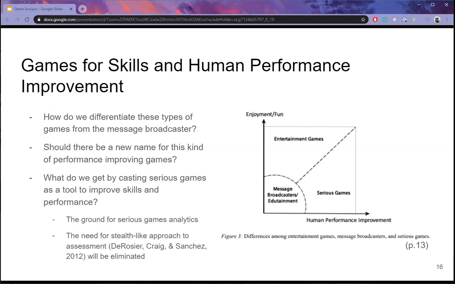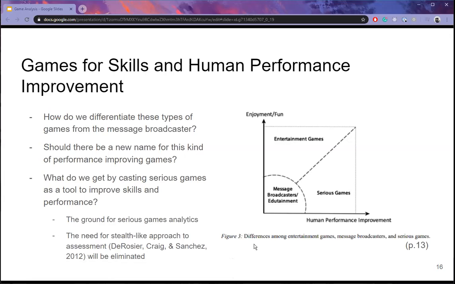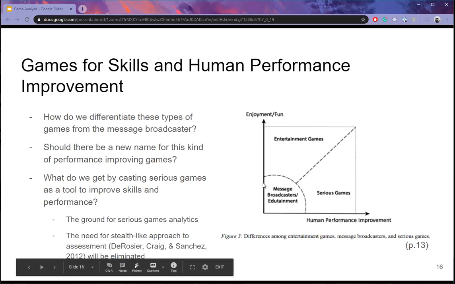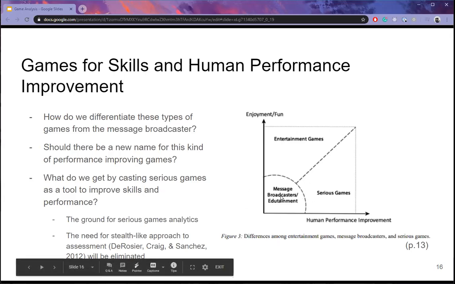To other message broadcasting and information disseminating games. As you can see in figure 3, the difference among entertainment game, message broadcaster and serious game is that message broadcaster is kind of both entertainment game and serious game. So it's kind of a gray area here.